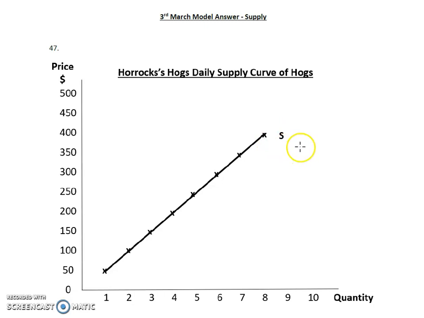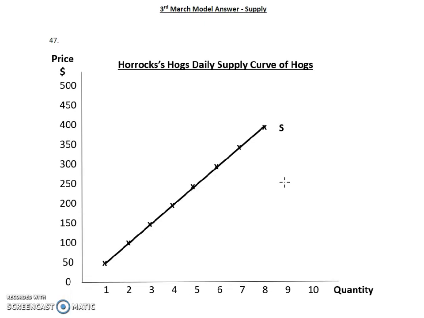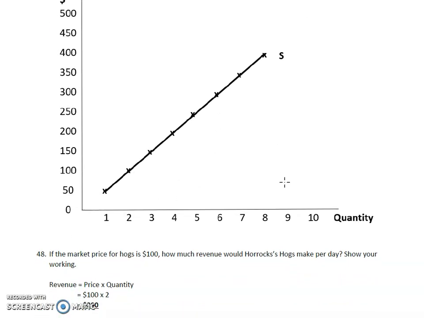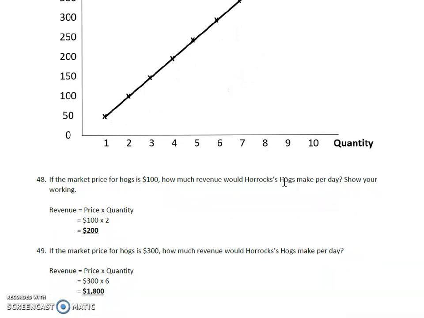Now let's look at the last one, label, and yes, I've got my S there to denote that this is in fact the supply curve and not just some random line I've drawn. Fantastic. So that's question 47, guys. Any questions or issues, absolutely email me. You know my email address.